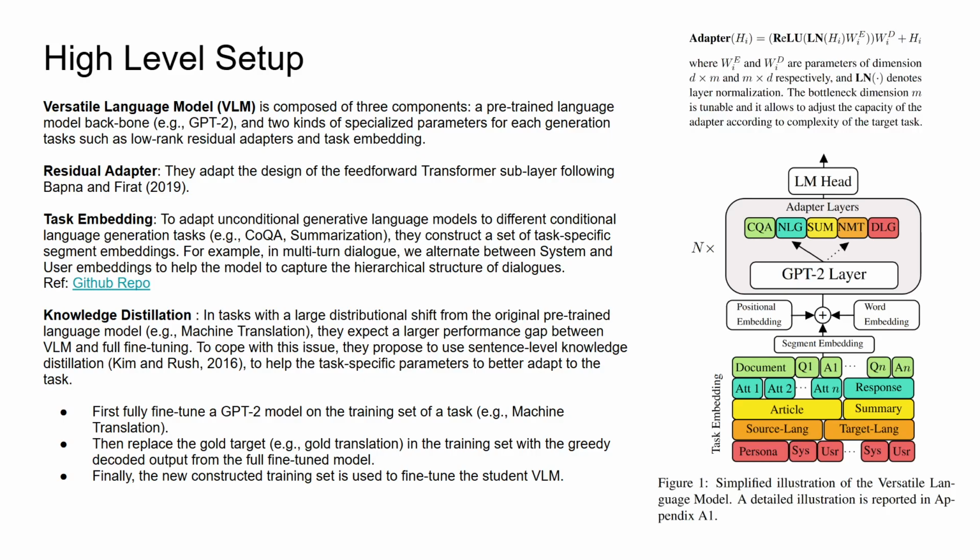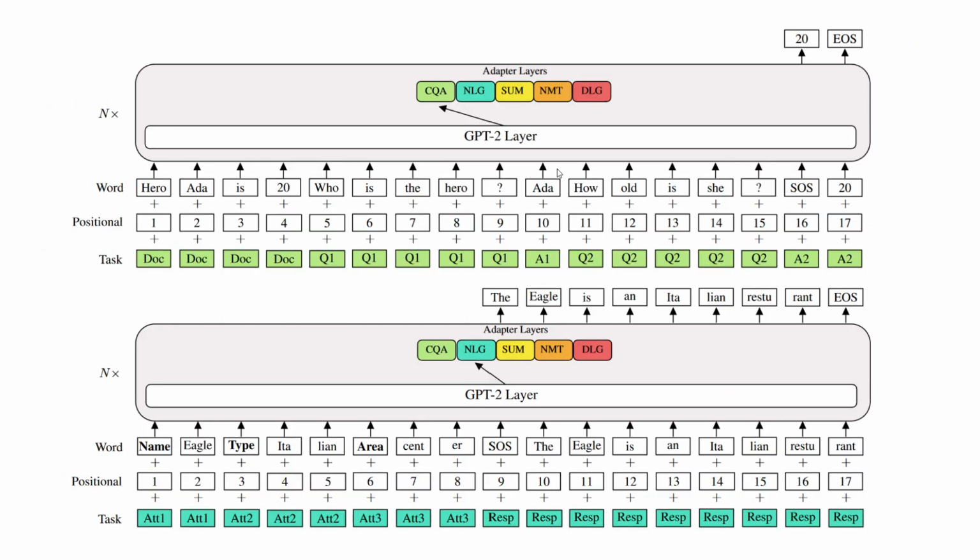So now, for instance, you have a sentence and its translated golden label. Instead of training on that golden label to get signal for backpropagation, you will now use the generation from a different fully fine-tuned GPT-2 model. And this is how they construct a new training set, which is used to fine-tune the student versatile language model. So I hope all these points are clear. Now we look at some setups which are shown in the paper.